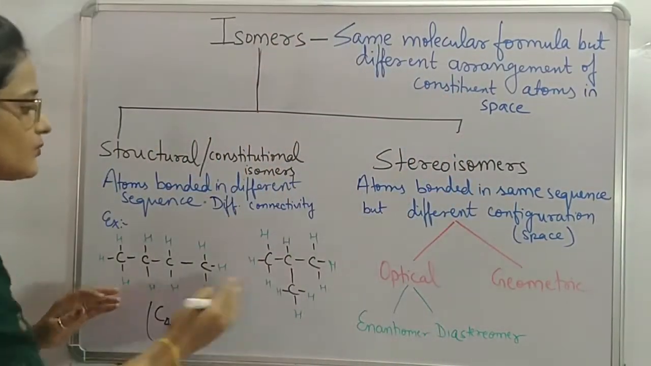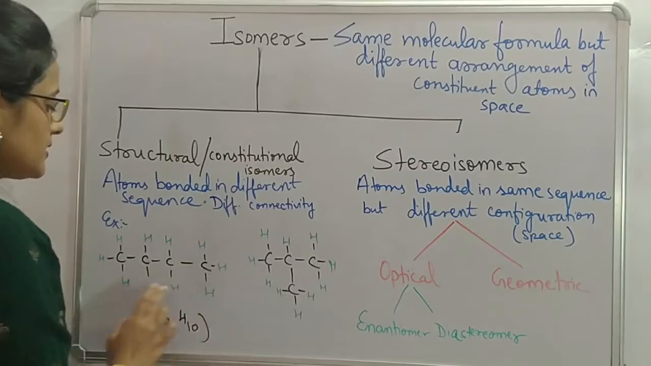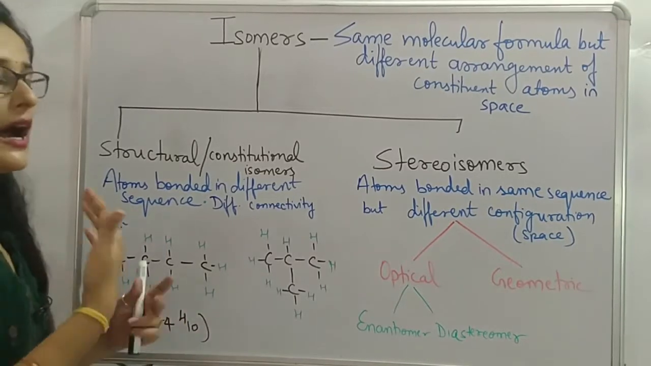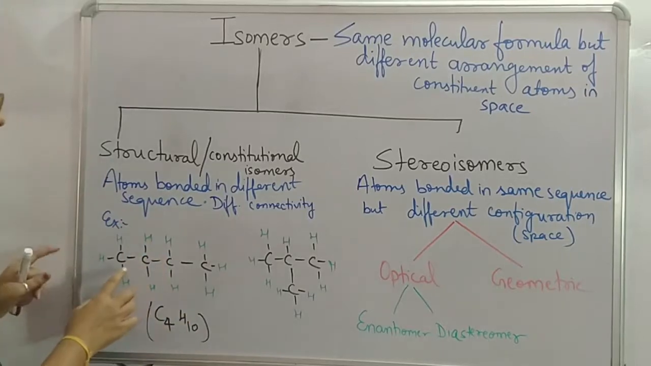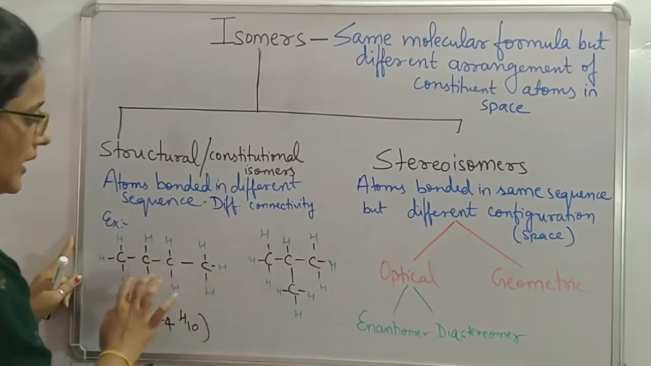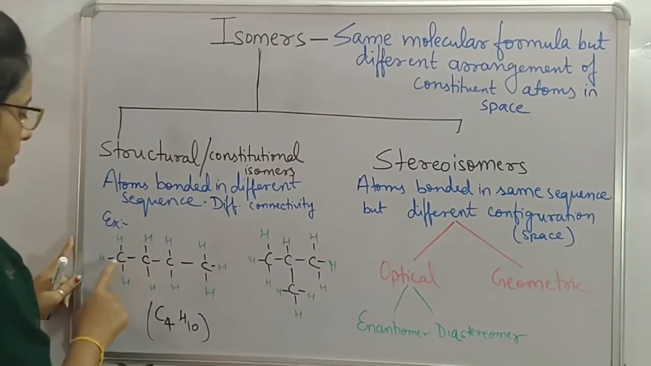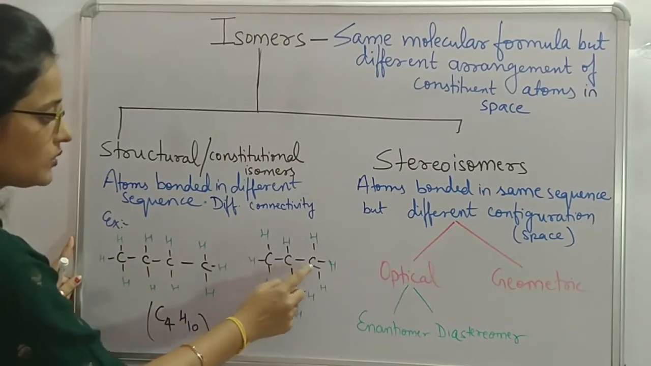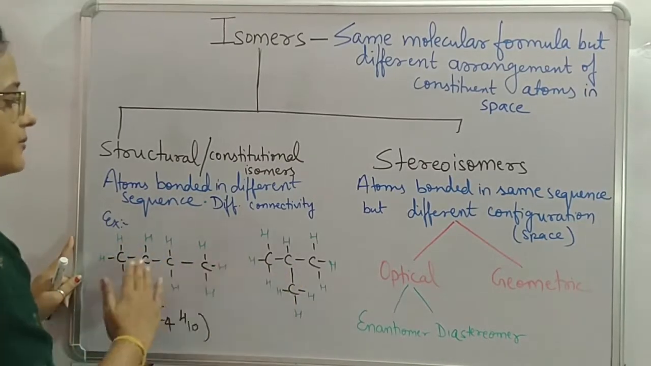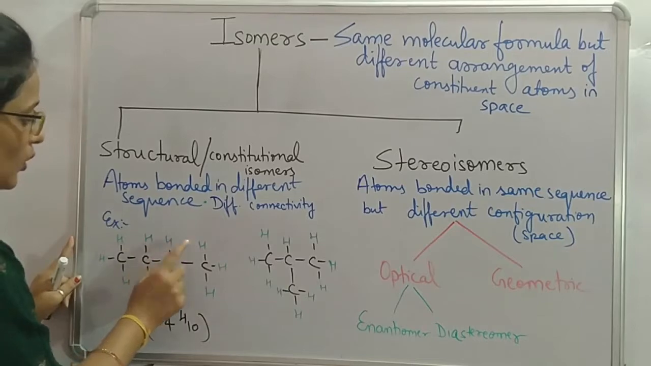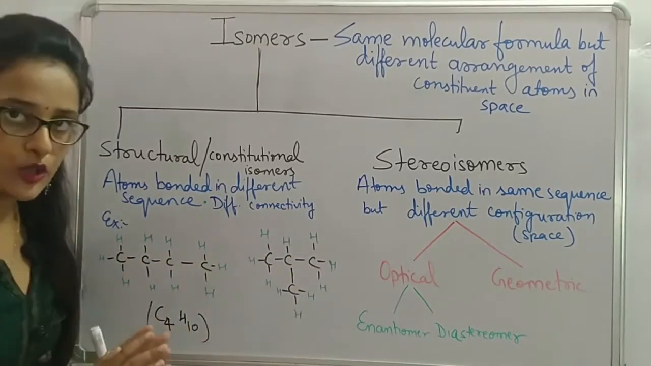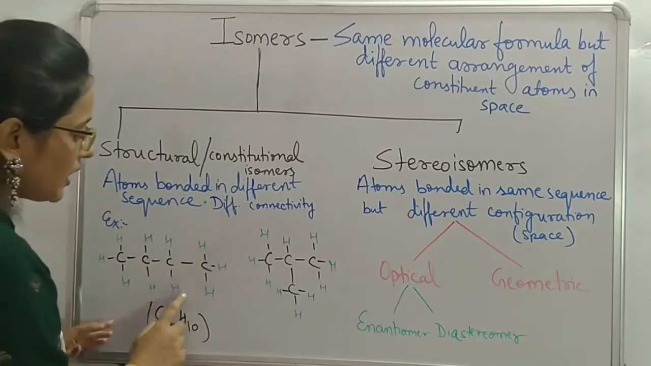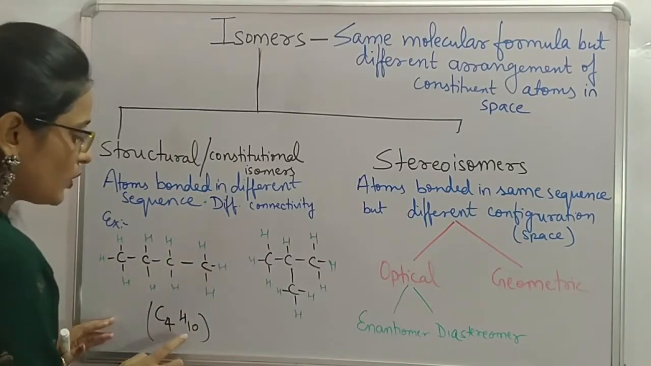Let's understand this with one more example. Let's suppose these are the two compounds which are isomers. How can we say they are isomers? They have same molecular formula. The carbon atoms in both these compounds are 4 in number: 1, 2, 3, 4. 1, 2, 3 and 4. Hydrogen atoms are 10 in number: 1, 2, 3, 4, 5, 6, 7, 8, 9, 10. Over here also there are 10 hydrogen atoms. So the molecular formula of these two compounds is C4H10.